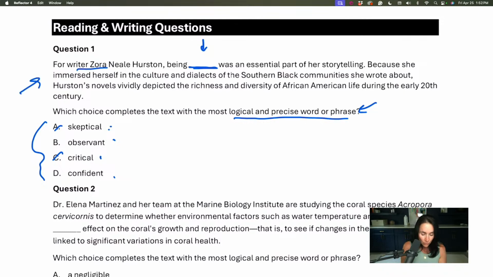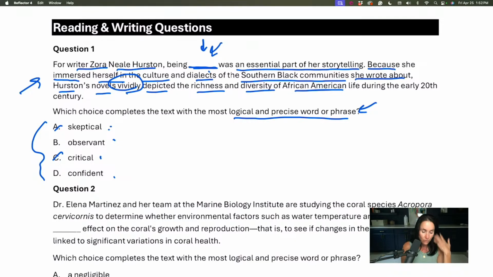For writer Zora Neale Hurston, being blank was an essential part of her storytelling because signals to me that I'm about to define what this is. Because she immersed herself in the culture and dialects of the Southern Black communities she wrote about, Hurston's novels vividly depicted the richness and diversity of African-American life during the 20th century.